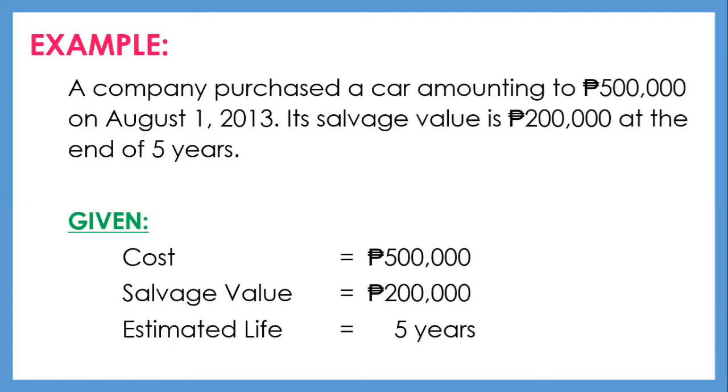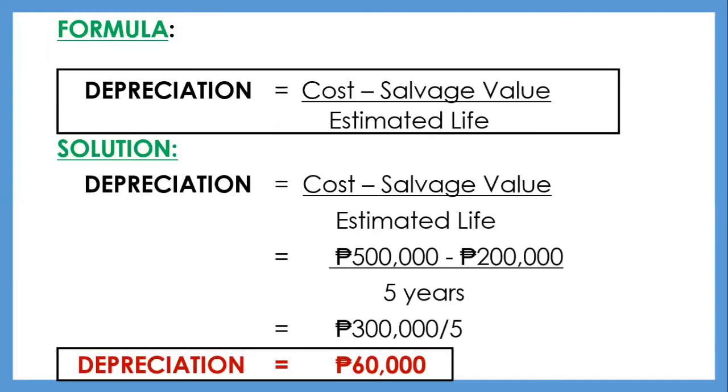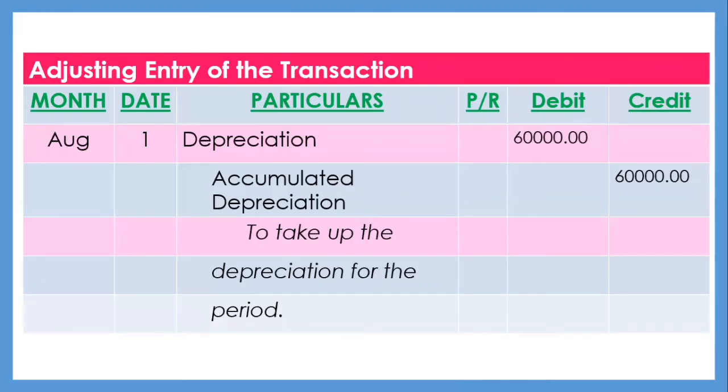Applying our straight line method, all we need to do is plug in the values to our formula. Our cost is 500,000 pesos deducted by the salvage value of 200,000 pesos, divided by the estimated life, which is 5 years. Therefore, our depreciation is 60,000 pesos. If we try to journalize this, remember that we have an indicated month and date. In this case, this happened on August 1st, so our month is August and our date is 1.